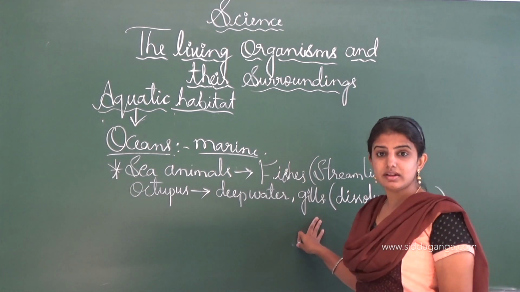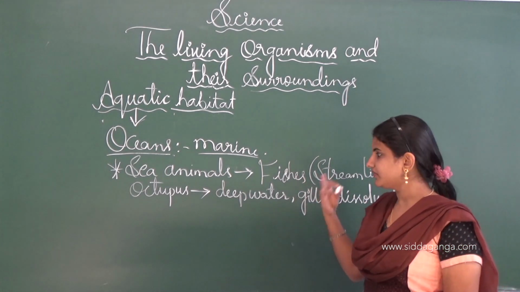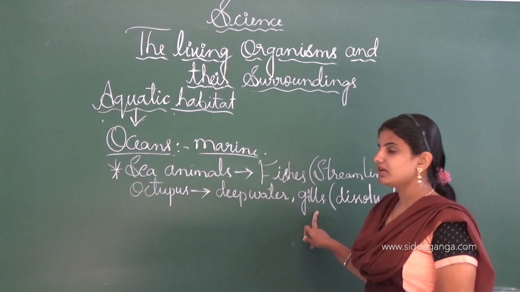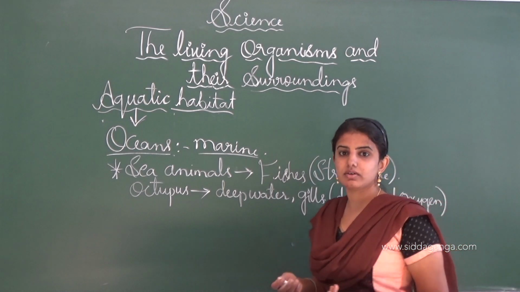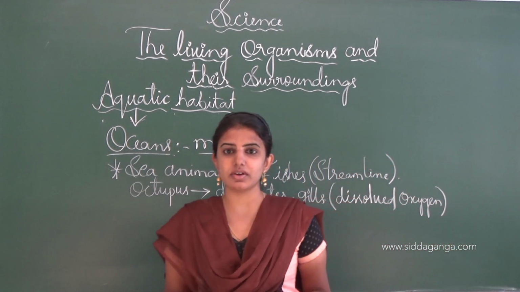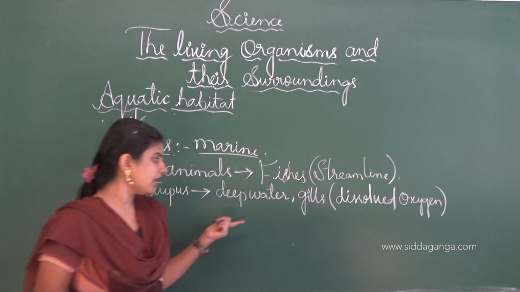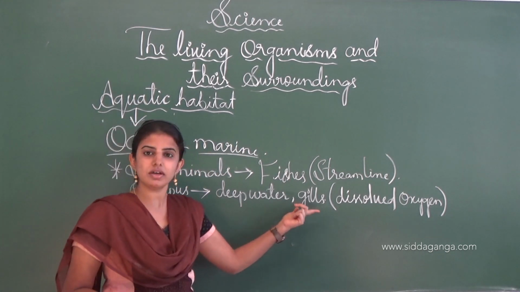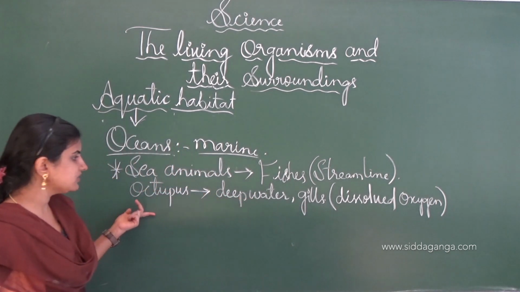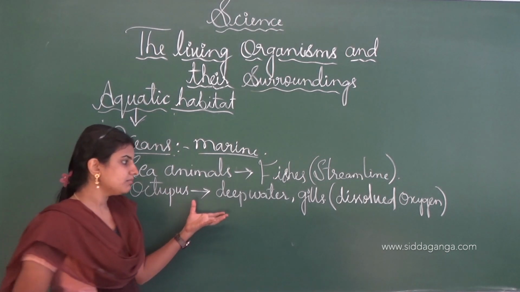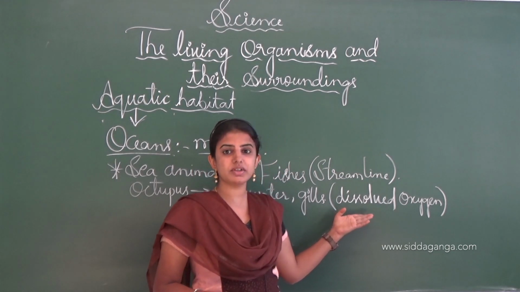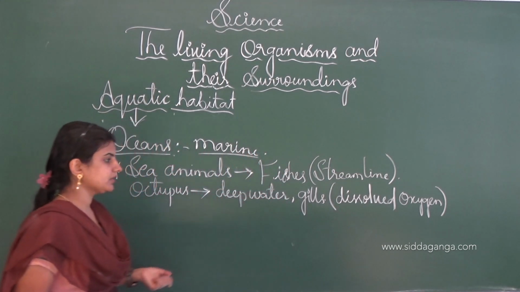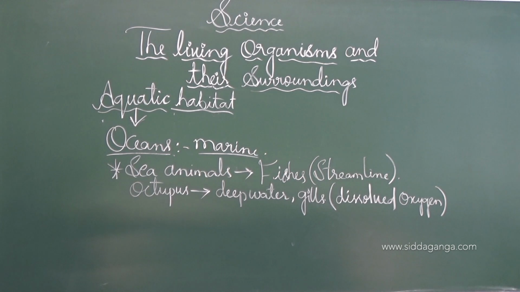Gills are a respiratory organ of the octopus, and different types of fishes have gills as one of the respiratory organs. Like that, in human beings, the lung is the respiratory organ. Like that, fishes also have a respiratory organ, that is the gill, and octopus also has gills, so by using the gills they will respire the dissolved oxygen present in the water. And next one is the whales and the dolphins.